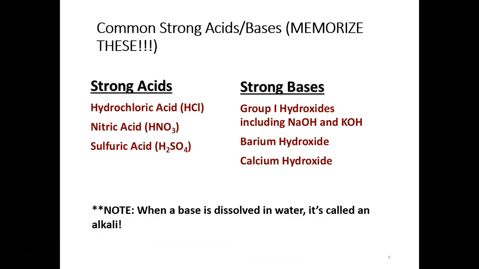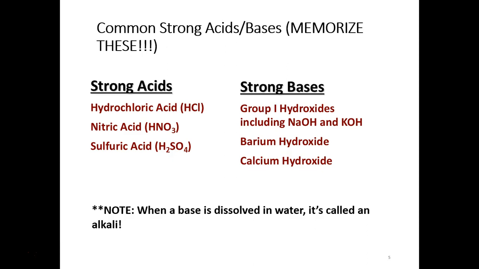Okay, so these are some common strong acids and bases to know. You have to know these. So the acids are hydrochloric acid, or HCl. We're well familiar with that one. Nitric acid, or HNO3, and sulfuric acid, which is H2SO4. Now, there are other strong acids in the world, but since the IB only requires you to know these 3, if it's not one of those 3, you can assume that it is a weak acid.